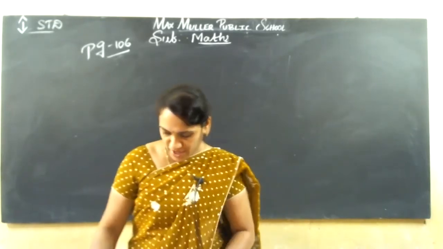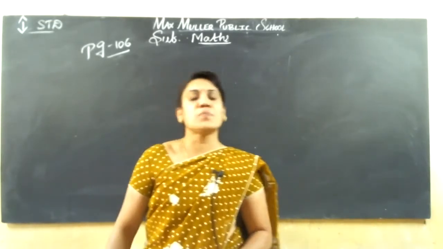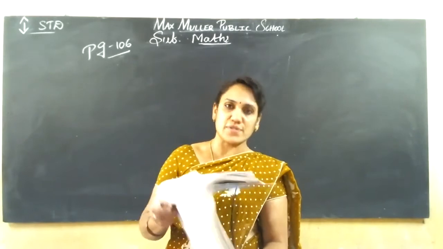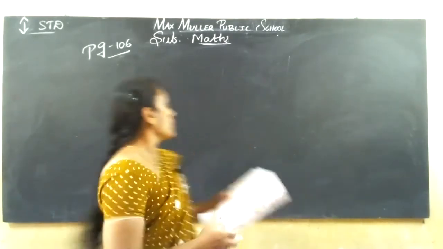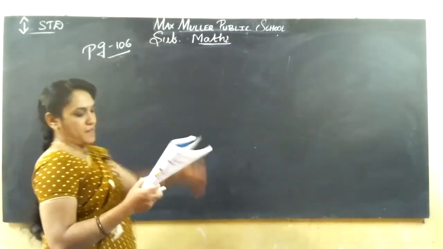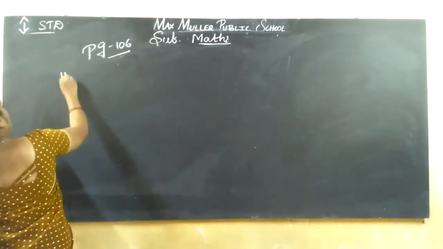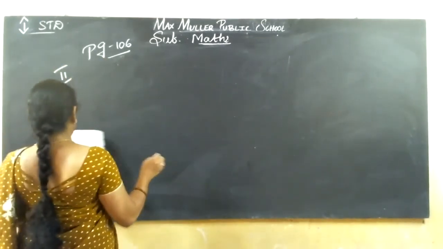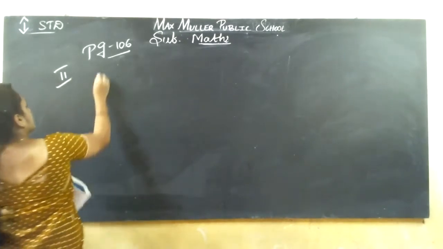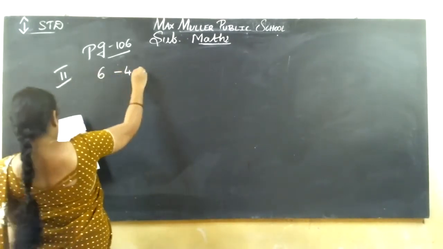So, in the previous class, we did up to page number 106 in your textbook sums, isn't it? Now, I am going to continue page number 106, second main. Okay, we'll do now the same page number, second main. Subtraction sums are there, isn't it? So many subtraction sums are there.